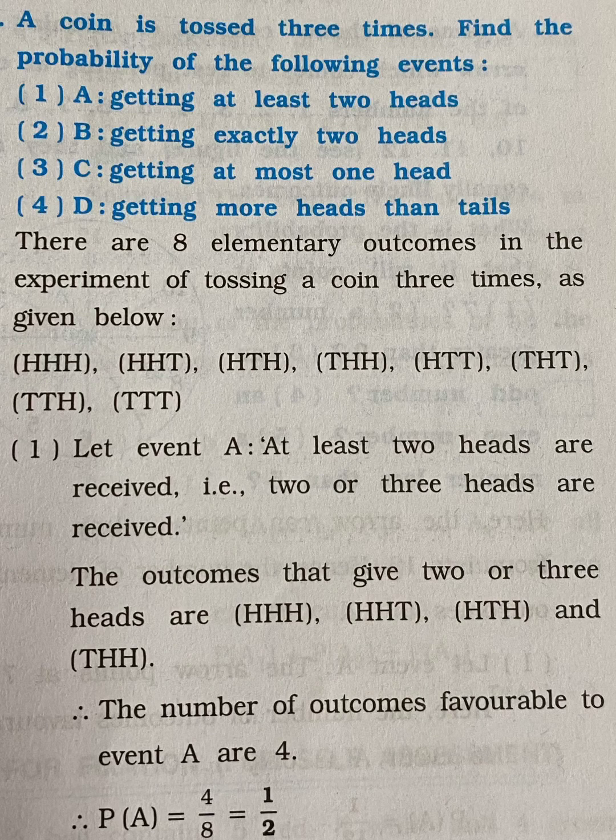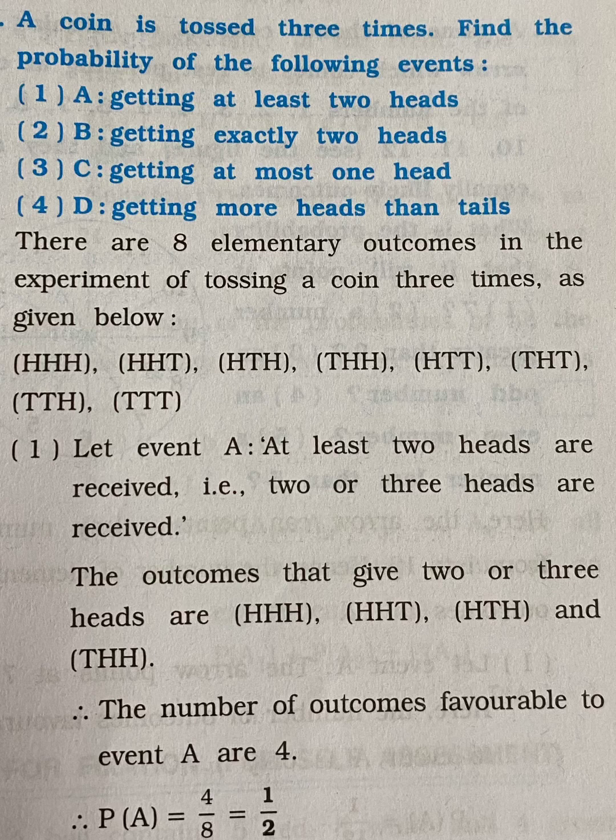Now the next question is: a coin is tossed 3 times. Find the probability of the following events. First, getting at least 2 heads. Second, getting exactly 2 heads. Third, getting at most 1 head. And fourth, getting more heads than tails. First of all, we should find the outcomes.